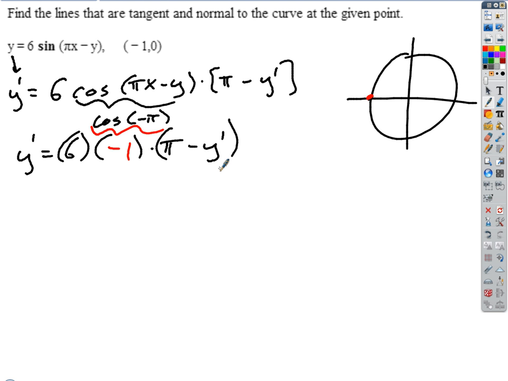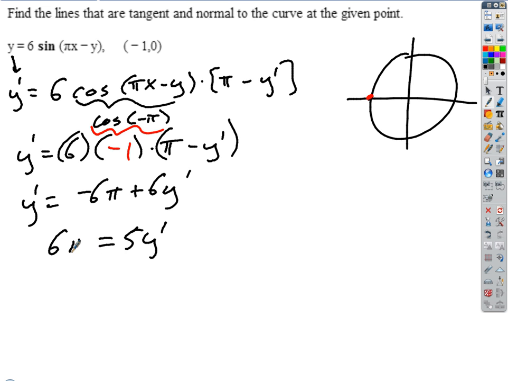How'd you get negative pi? He plugged in the negative one. Oh, okay. Yeah, does that make sense? Yeah, it makes sense. So if I distribute this -6, I just get y prime equals -6 pi plus 6 y prime. So I could pull the y primes to the right and the other stuff to the left, so the y primes are positive, and get 5y prime equals 6 pi.